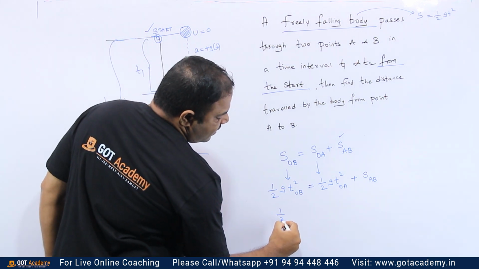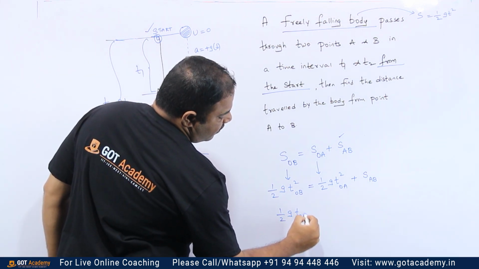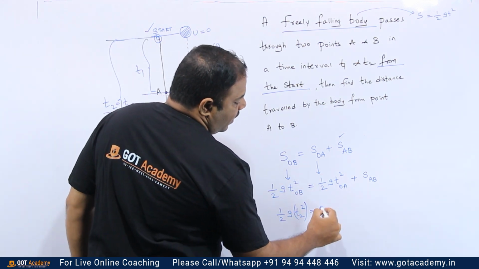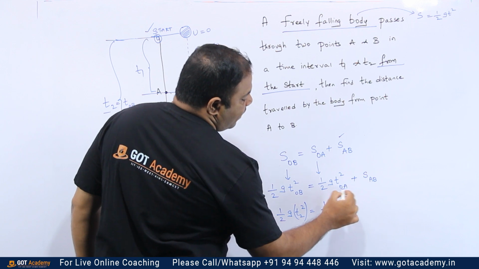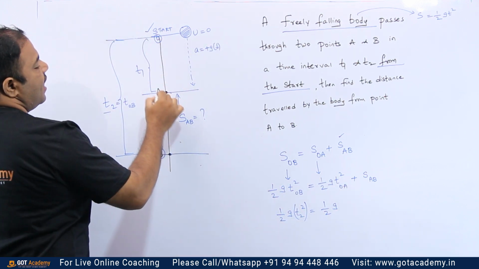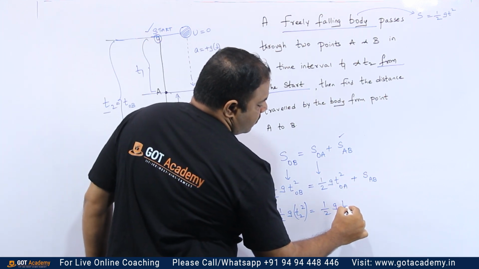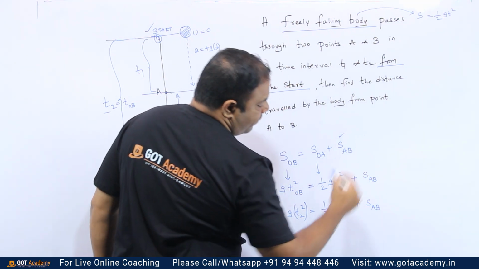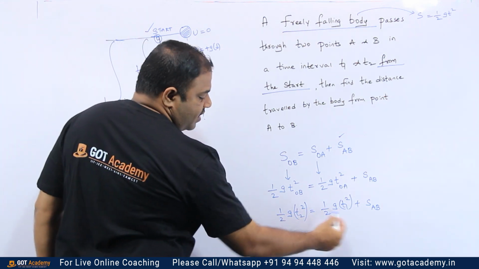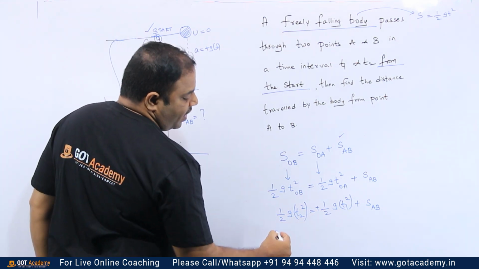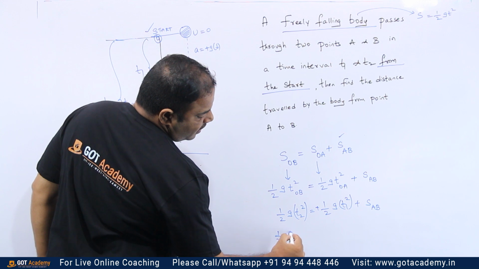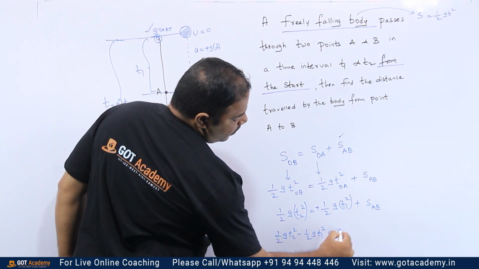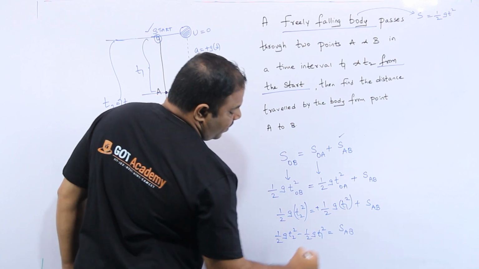So what I write here is that half G T2 square is equal to half G and the time from O to A. O to A, the time is T1. So it is T1 square plus S_AB. This is the value, right? If I move this to this side, this positive value will become negative. That is half G T2 square minus half G T1 square is equal to the distance from A to B.